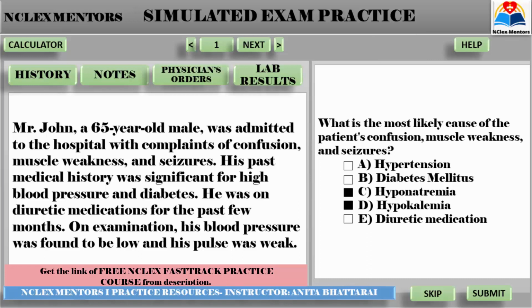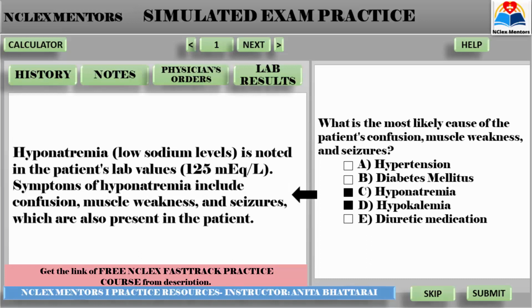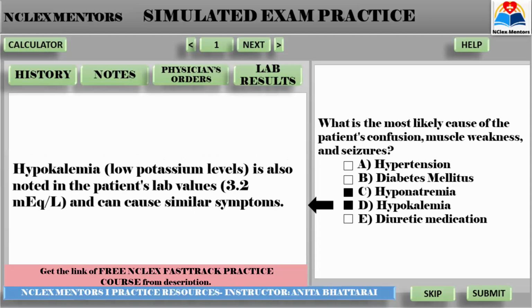The correct options are C, hyponatremia, and D, hypokalemia. Hyponatremia is noted in the patient's lab values, 125 milliequivalent per liter. Symptoms of hyponatremia include confusion, muscle weakness, and seizures, which are also present in the patient. Hypokalemia is also noted in the patient's lab values, 3.2 milliequivalent per liter, and can cause similar symptoms.